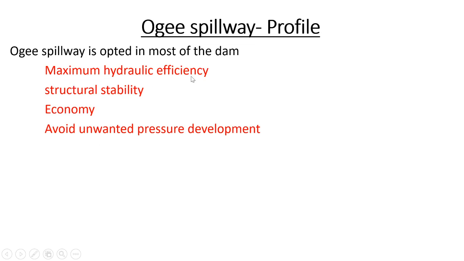Maximum hydraulic efficiency can be reached through Ogee spillway. It is having structural stability. It is very economic in construction. Also, Ogee type spillway, due to its shape, avoids unwanted pressure development. Because of these advantages, we are using Ogee spillway in most of the dams.